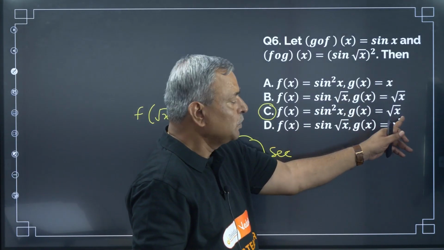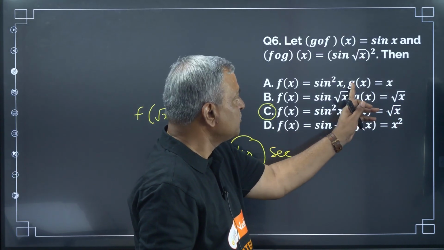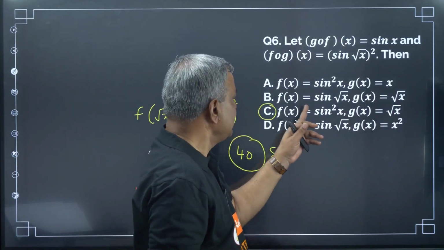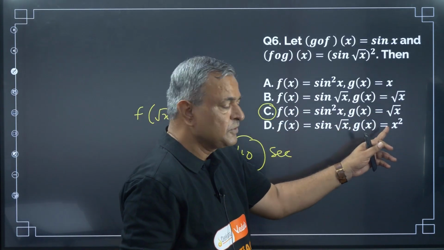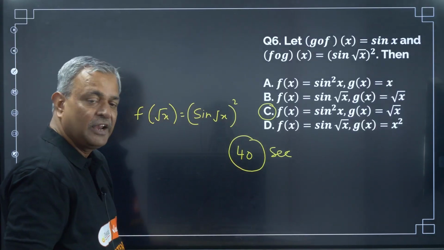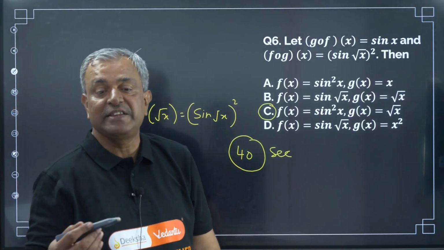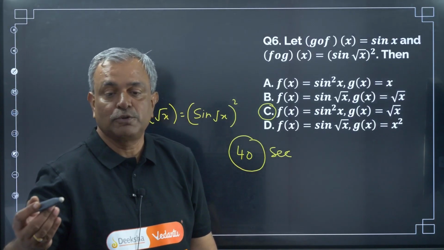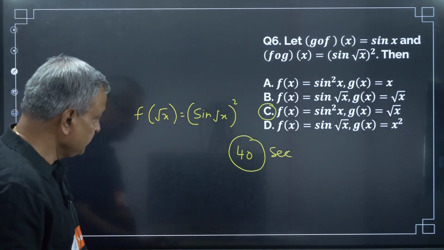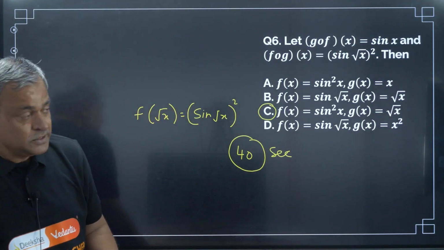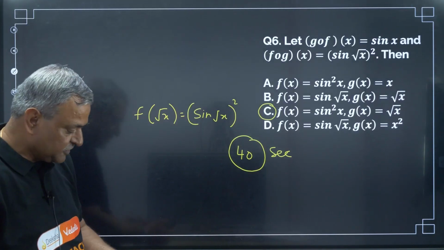Another hint is there: root x is there, root. So two options, option A and option D, you can delete. You have to solve only B and C and cross verify. So it comes C is the option. That's why I've given 40 seconds for that, because you have to cross check A, B, C, D. The normal method will take more time. Option C is correct. Question number 6, option C is correct.